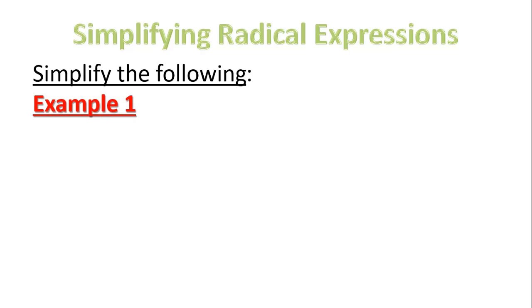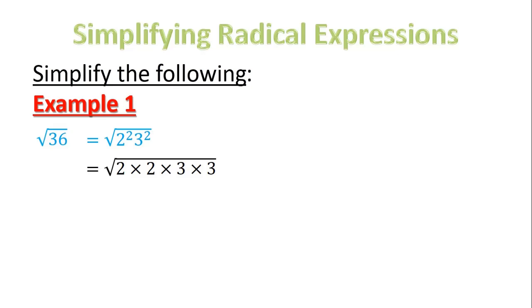Simplify the following. Example 1, and it's the square root of 36. Now most of us know off by heart the square root of 36 is 6, but I want to use an easy example to show the process. So if we write 36 as a product of its primes, it's 2 squared, 3 squared. Now we expand that fully, and so that is the square root of 2 times 2, which is 2 squared, and then 3 squared is times by 3 times by 3.